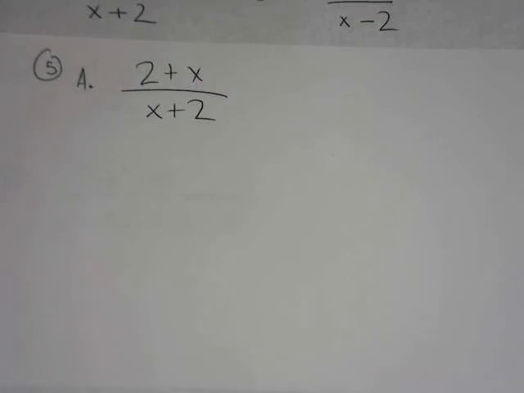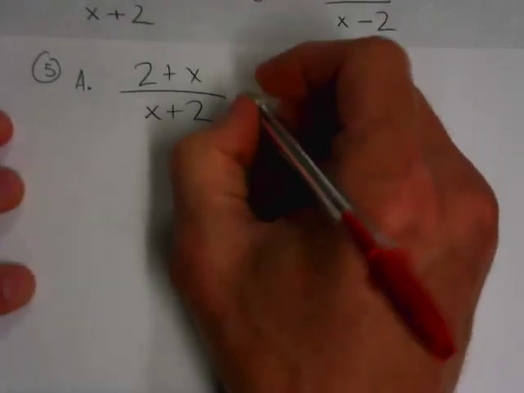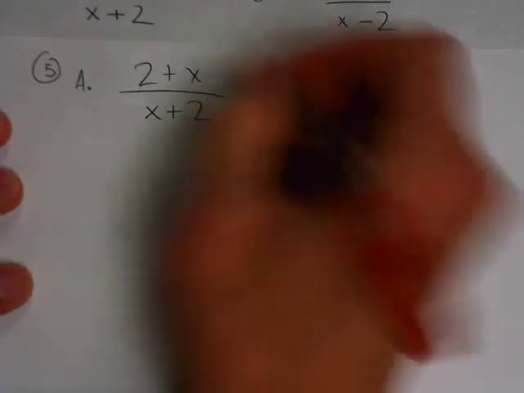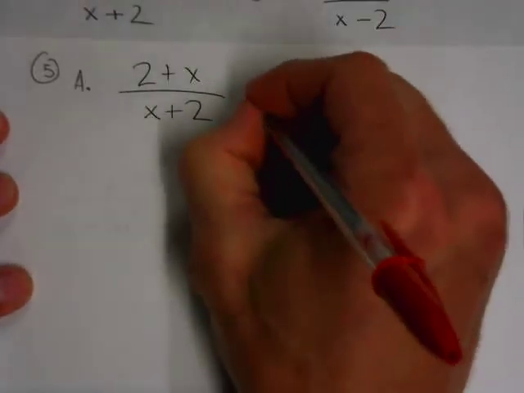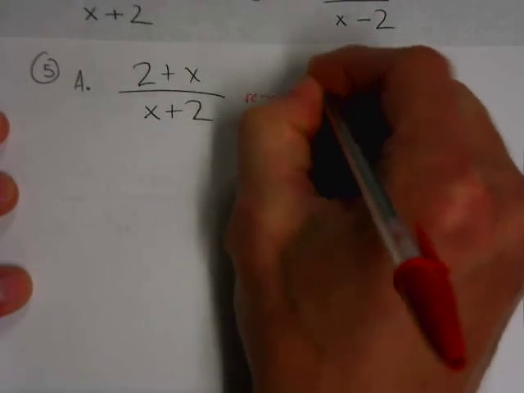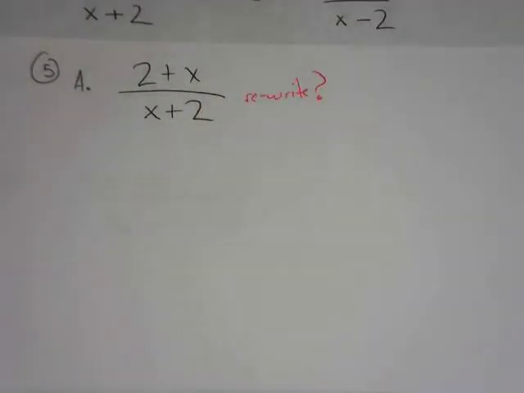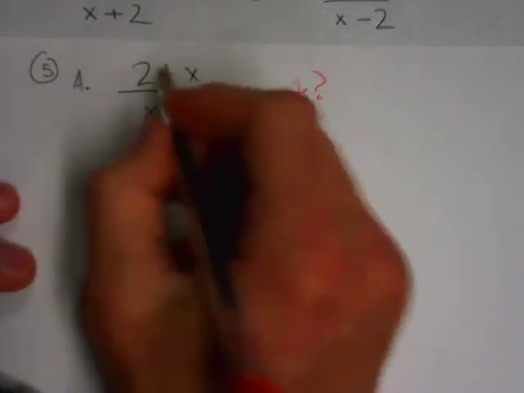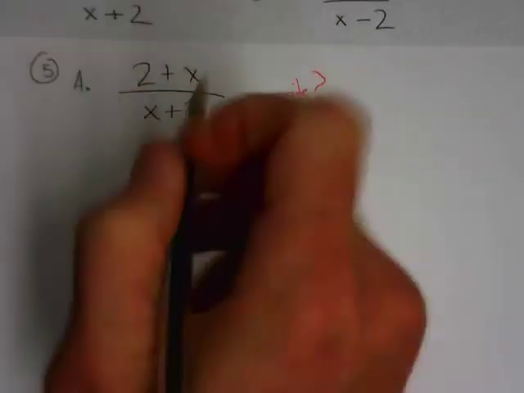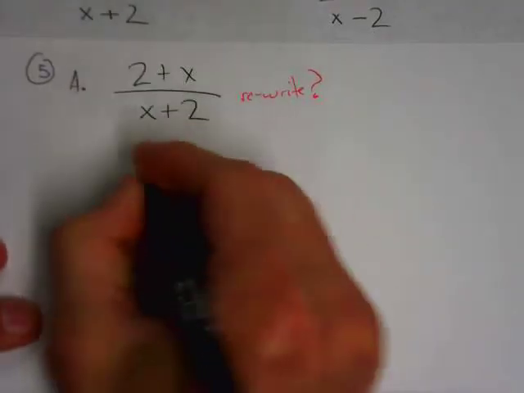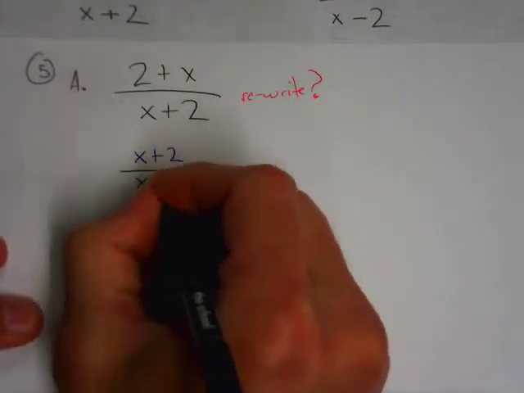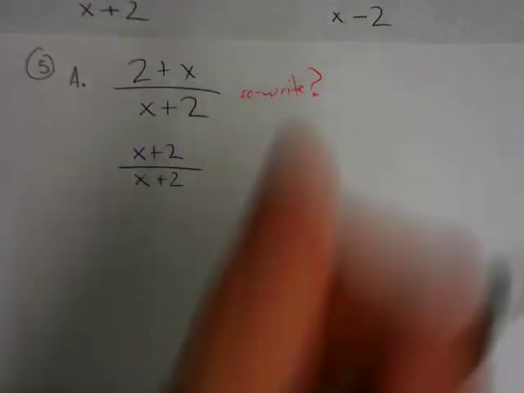So the question becomes, can we rewrite this as anything? If you look, we have the 2 and the x. Something looks like we can do a thing. Can we rewrite this? And yes, we can. Thank goodness for the commutative property. Because we can rewrite 2 plus x as x plus 2. And if we rewrite that as x plus 2, then we have x plus 2 in the numerator and x plus 2 in the denominator.